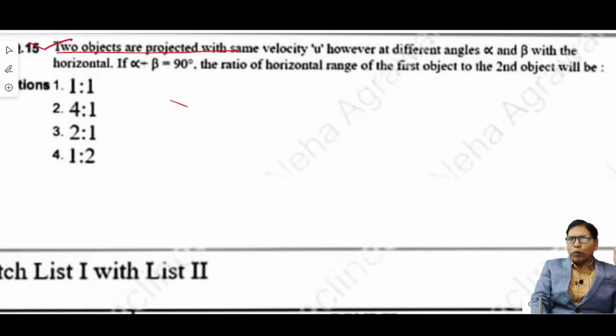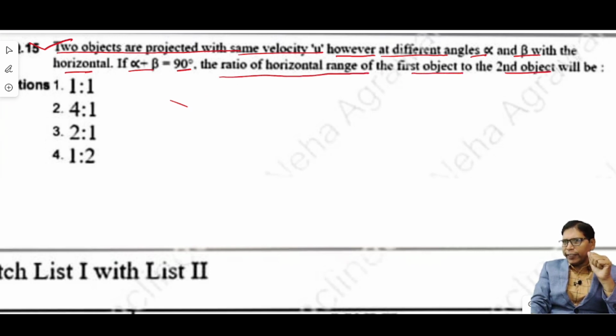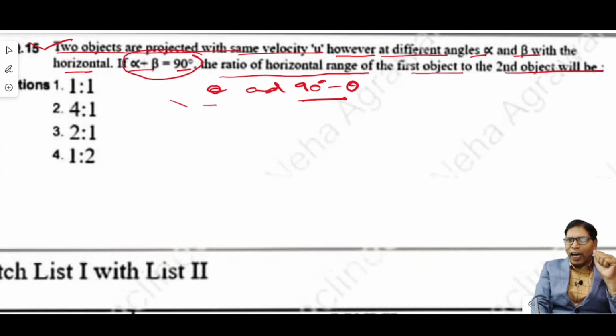Two objects are projected with same velocity u, however at different angles alpha and beta with the horizontal, where alpha plus beta is 90 degrees. The ratio of horizontal range for the first object and second object. For angle of projection theta and 90 degrees minus theta, the horizontal ranges are equal. Therefore, look at this, here alpha plus beta is equal to 90 degrees.